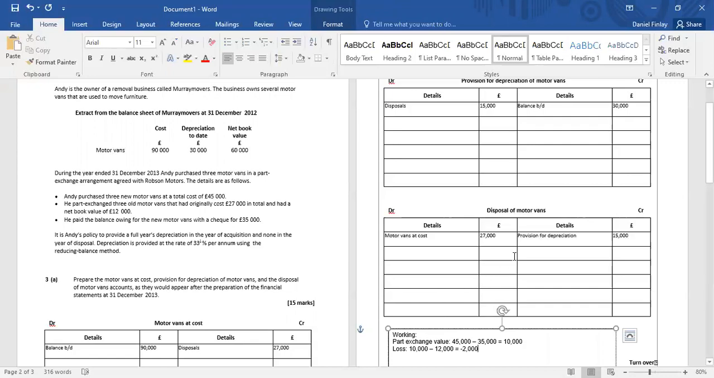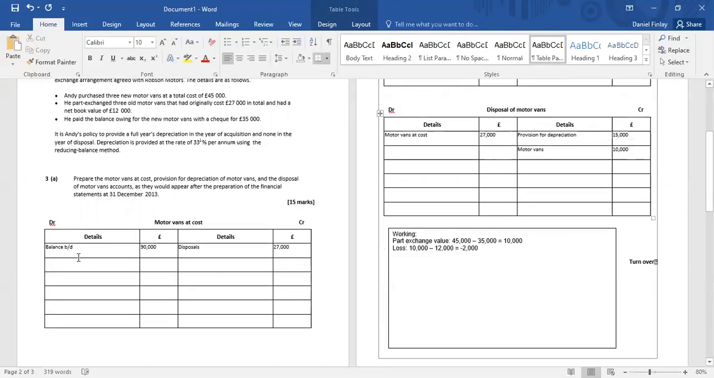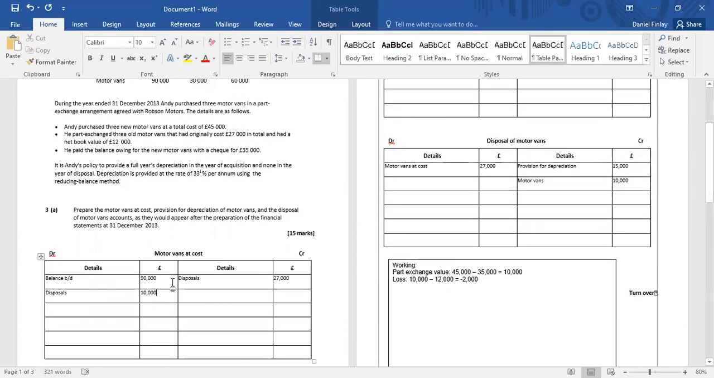So the £10,000 that we got is going to go on this side. So that's going to go to the motor vans, £10,000. And it's on the credit side because it comes from disposals. On this account, the motor vans T account, £10,000 is an increase in my asset. So that has to be the debit side, therefore it has to be the credit side on the disposals account.